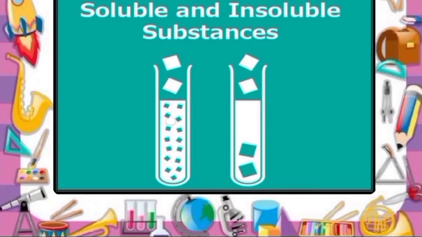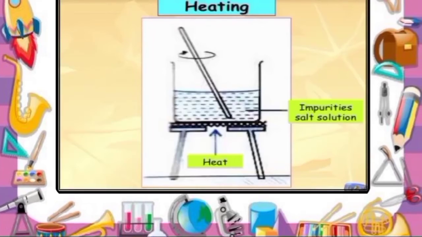There are many ways in which we can separate substances from a solution. Soluble substances can be separated by heating the solution. For example, salt can be separated from the salt solution by heating the salt solution. Water evaporates on heating and the salt particles are left behind.